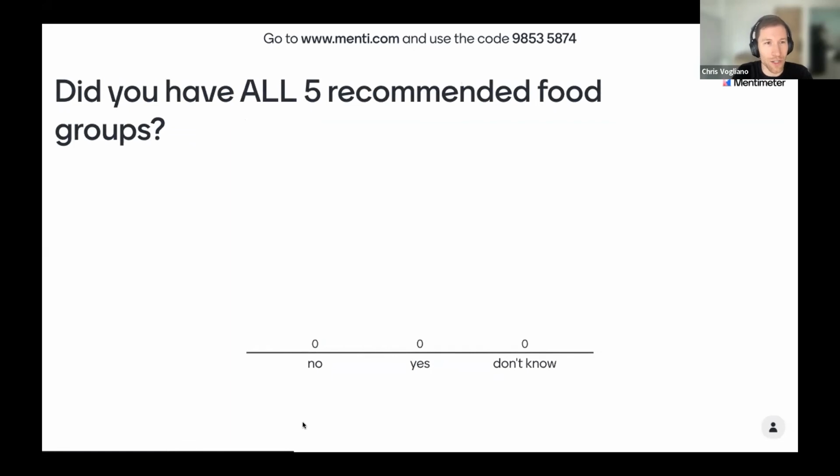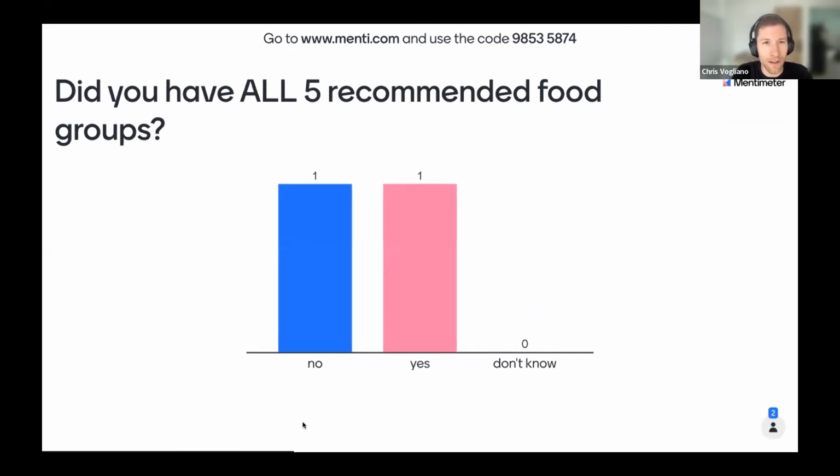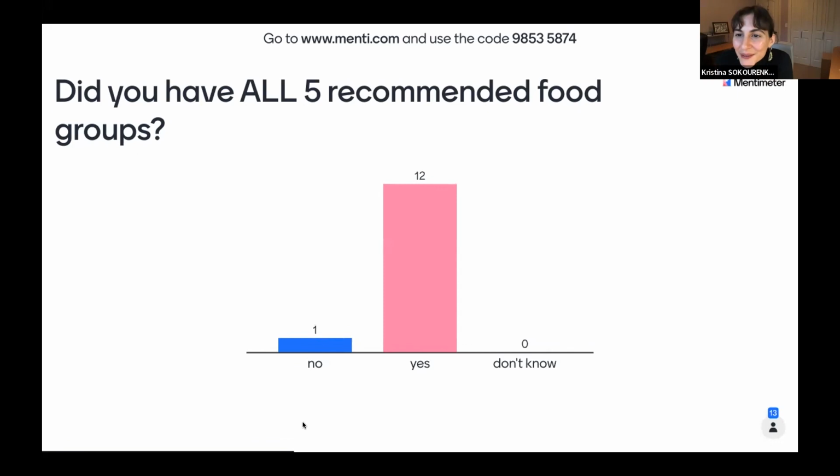All right, the next question is, did you have all 5 recommended food groups? So please again review your Excel file in the unhidden columns and respond accordingly. I knew that this was going to be a health-minded group, but I'm shocked to see how health-minded it is. This is great. And just for info, all 5 includes at least 1 vegetable, at least 1 fruit, at least 1 pulse, nut or seed, at least 1 animal source food, and 1 starchy staple. Excellent. So 12 yes and 1 no.